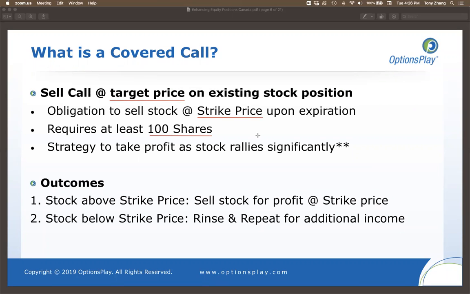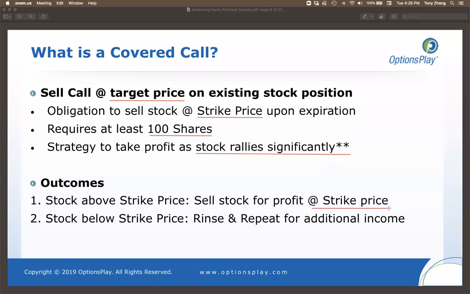Now, the reason that you want to sell a covered call is really to allow you to take profit as the stock rallies significantly. I have an asterisk up here after that statement, because it is only true if you follow the methodology that we're going to show you here today. When you sell a covered call, you have two possible outcomes. The stock can go above the strike price at expiration. What happens is you sell your stock at a profit at the strike price, and you have some income to show for that.